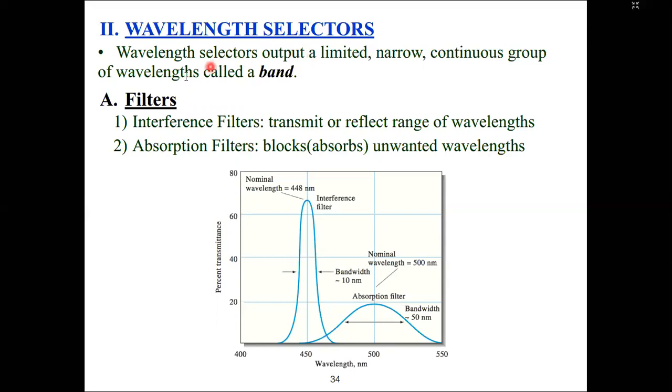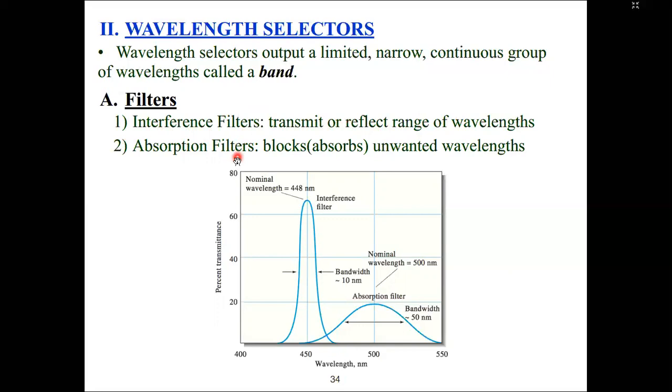Of the different types of wavelength selector, the first one here is the filter, like the filter that we use for filtering water. There are two types of filter. One of them is the interference filter. The interference filter transmits or reflects ranges of wavelength. So it transmits the desired wavelength and reflects the undesired wavelength. That is called an interference filter.